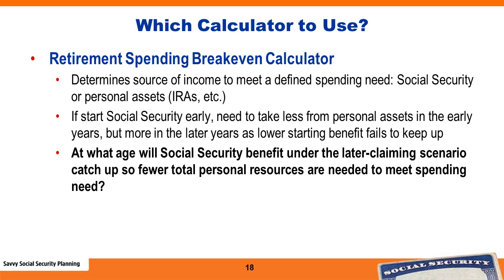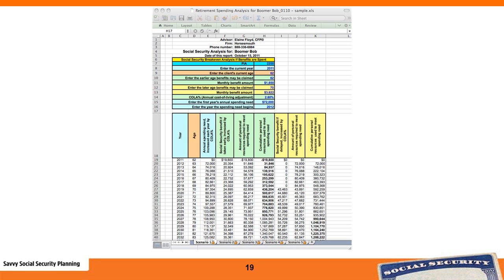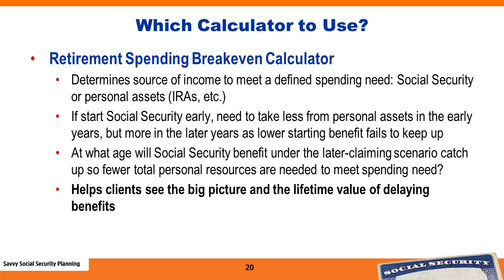The Retirement Spending Break-Even Calculator shows the age at which the Social Security benefit under the later claiming scenario begins to catch up so that fewer total personal resources are needed to meet the spending need. All the break-even calculators show the income stream with the higher cumulative amount in bold, so you can see at a glance what the break-even age is. I'll show you how to design different claiming scenarios for the break-even calculators in Part 4.